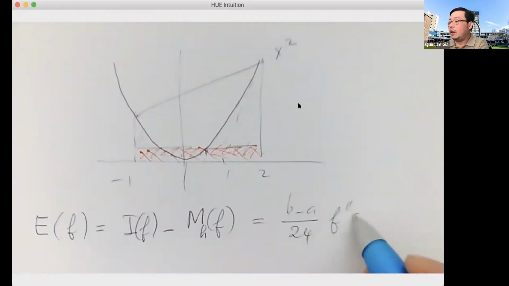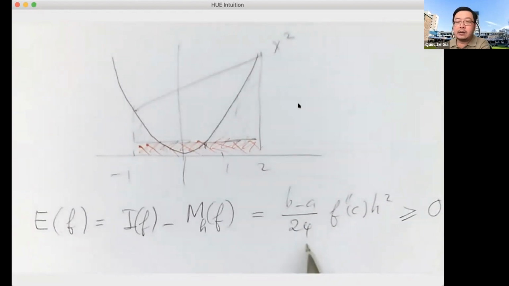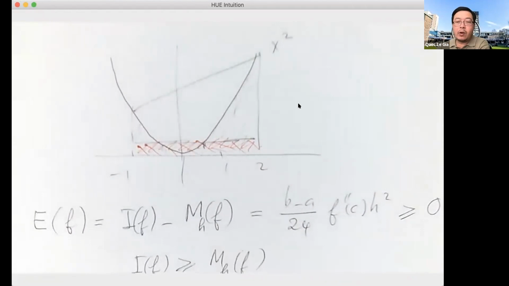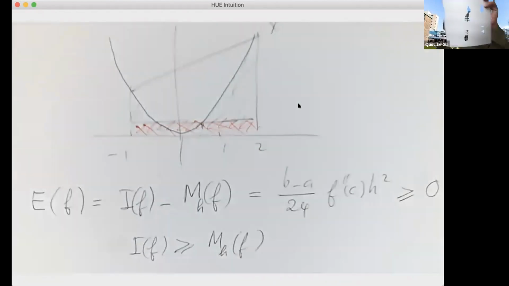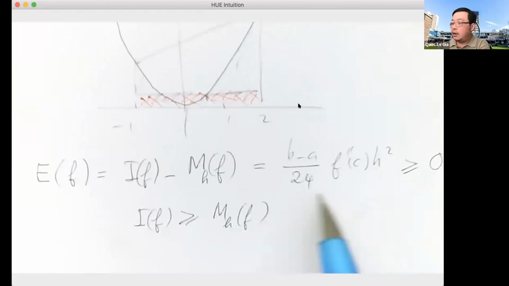And we know that f double prime is positive, b minus a is positive, h squared is positive. So the whole thing is greater than or equal to 0, right? So essentially this one is the error. Therefore, the exact integral is greater than or equal to the midpoint rule. So this is one of your inequalities. We proved it already, so now we just use it.